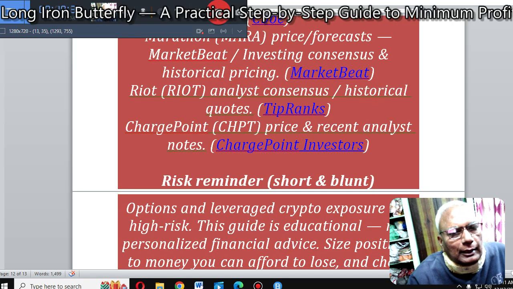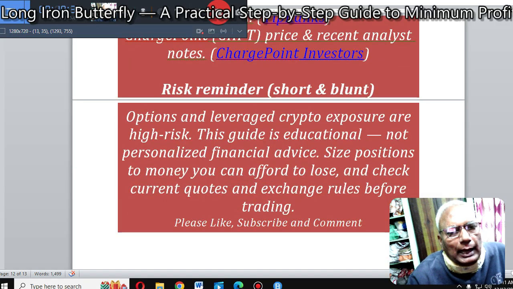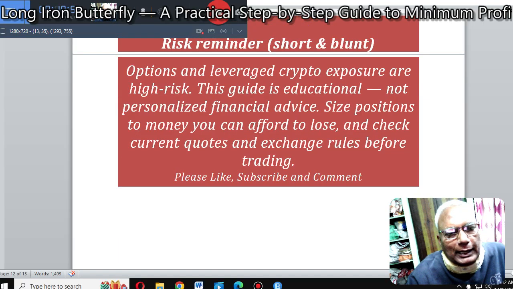Risk reminder, short and blunt. Options and leveraged crypto exposures are high risk. This guide is educational, not personalized financial advice. Size positions to money you can afford to lose, and check current courses and exchange rules before trading.